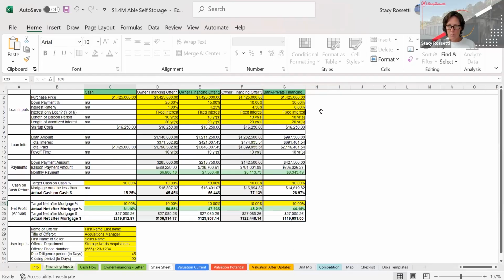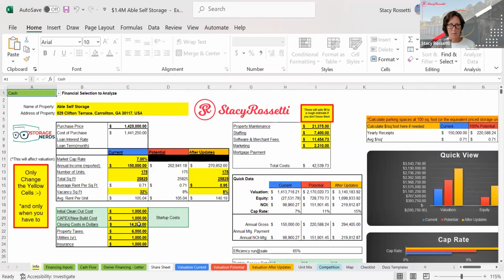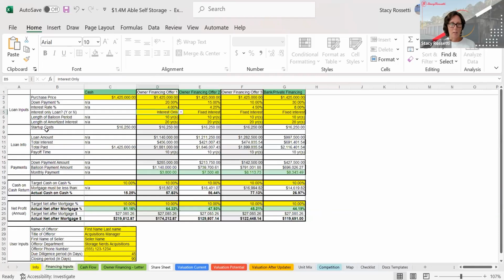But you can see when you're doing financing terms for your offers, really the things that you want to know is what is your purchase price? What's your down payment? What's your interest rate on the loan? Interest only loan, yes or no? You can also switch these and do interest only terms. Length of the balloon period, length of the amortized interest. And then you have your startup costs, which basically comes from this little area right here, your CapEx and stuff like this. And then your loan amount, the total interest, the total paid, and the payoff time.